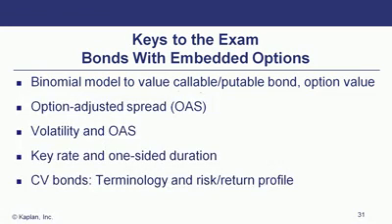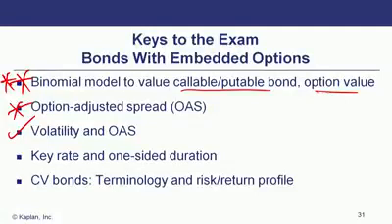Okay, so let's think about what was important here. The binomial model to value callable, putable bonds, calculating the option value. I think this is the biggest single thing that you want to get a handle on in this reading. The option adjusted spread, clearly that's something you want to understand. And the volatility and the OAS, so that was thinking about our volatility assumption. How does that change the OAS?